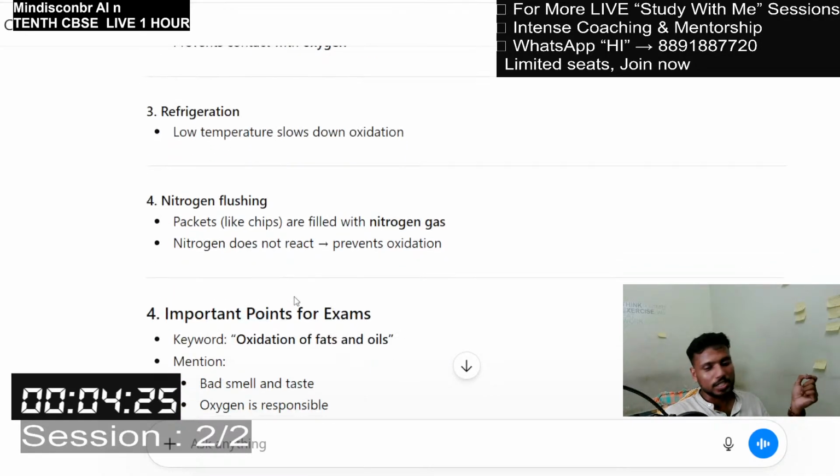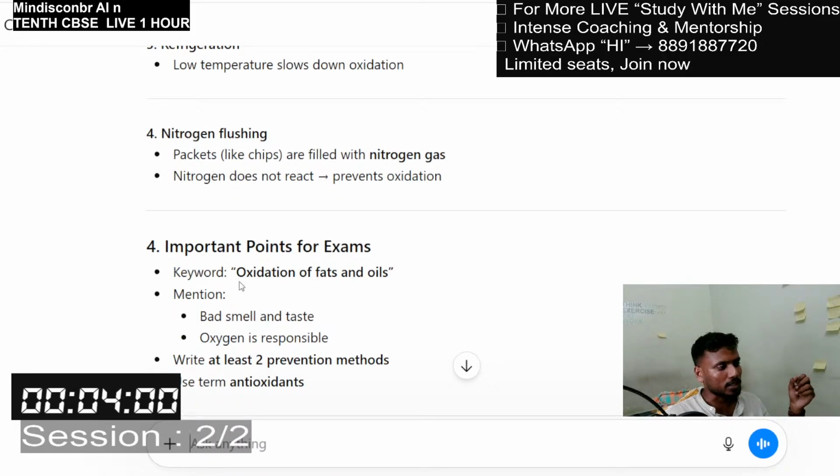And nitrogen flushing, that is the question that is asked here. Oil and fat containing food items are flushed with nitrogen. Why? To prevent rancidity or to prevent oxidation, because packets like chips are filled with nitrogen gas. Nitrogen does not react, so it prevents oxidation.